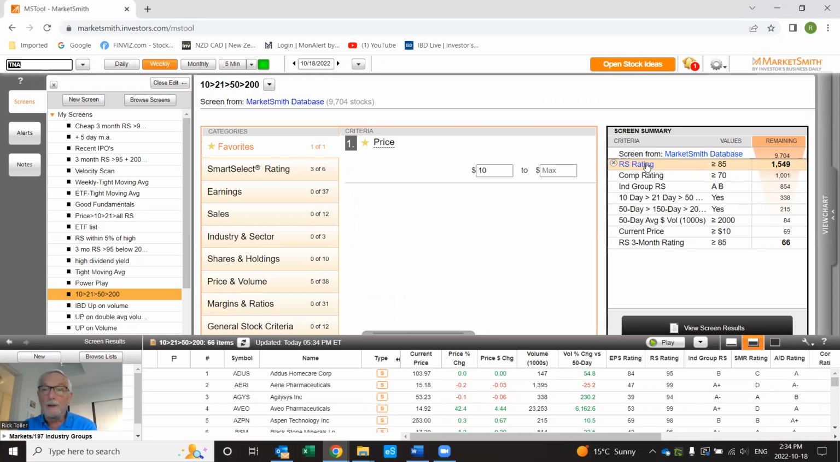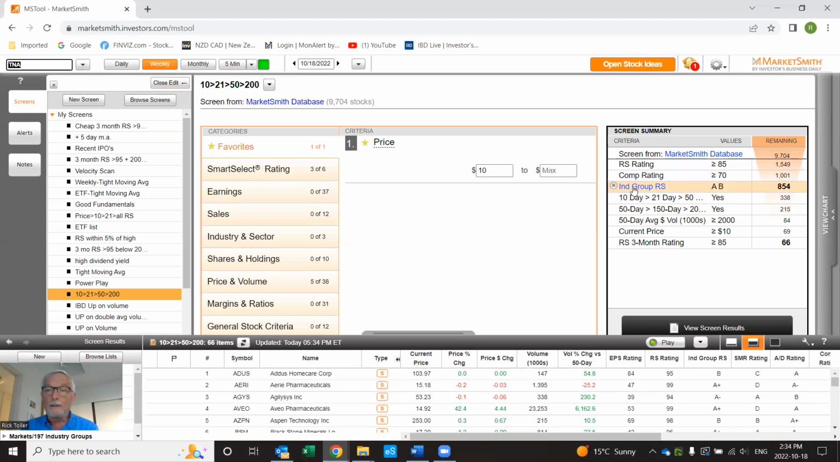I have determined that I only want to see those that have a relative strength rating of 85 or higher. So that brings the list down to 1,549. They also have a composite rating. It's proprietary to Investors Business Daily. So I only want to look at ones that have a comp rating of greater than 70. So now my list comes down to 1,000.